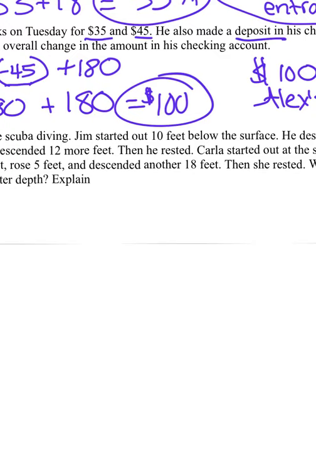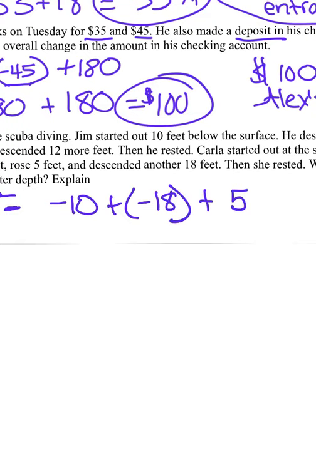So first of all, we have to figure out where they are. So Jim, right? He started out 10 feet below the surface, which is negative 10, right? Descended 18 feet. So is that positive or negative? Rose 5 feet, positive or negative? Positive. And then he descended 12 more. So I have a negative 10 plus a negative 18 plus 5 plus negative 12.